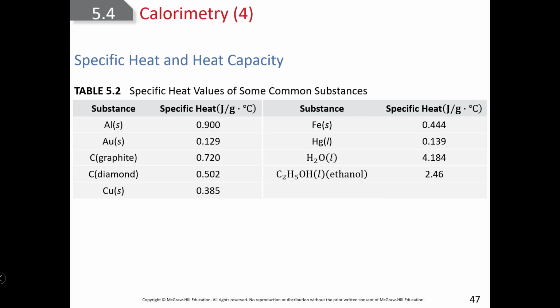So the next slide shows different heat capacities or specific heats. And so notice again, the metals. Look at the specific heats of metals. Very low. Look at gold, 0.129 joules of energy required to raise 1 gram of gold 1 degree Celsius.